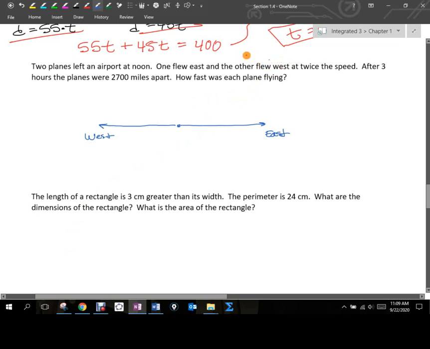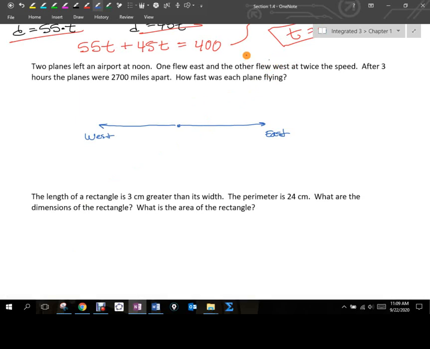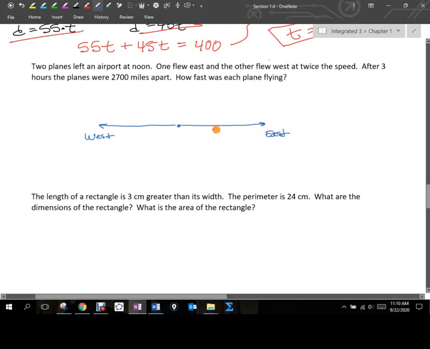Which one do you know least amount about? Or which one do they tell you the most about? The one that's going west, they tell you is twice something else, right? So that one they've given you more information about. So the one that's going to the east, we know nothing about its speed. So let's just say its speed is r.